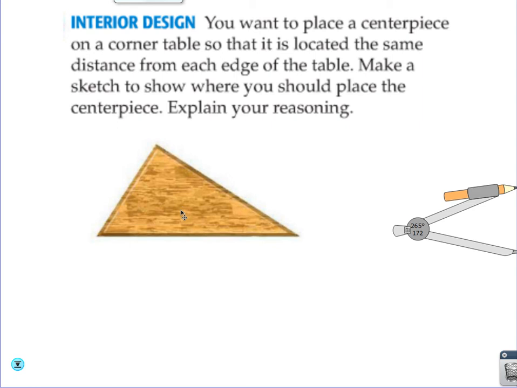The circumcenter, which we just found, is the same distance from the corners. There is a difference. Okay. Make a sketch to show, and that's what you would do. You would bisect each angle.